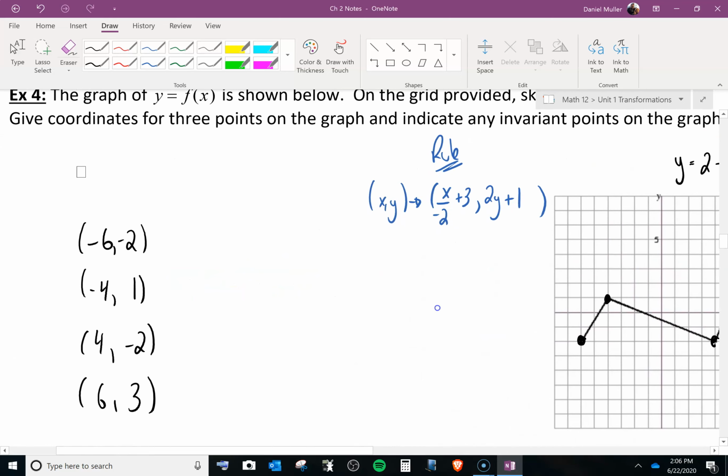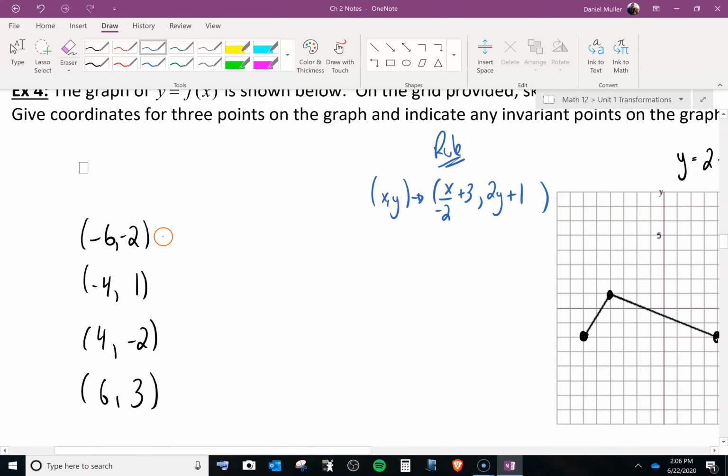And now all we need to do is put all our x's through here and put all our y's through here and come up with our new transform point. So -6 over -2 is just going to be 3. 3 plus 3 is 6. And then -4 divided by -2 is 2. 2 plus 3 is 5. Positive 4 divided by -2 is -2. -2 plus 3 is 1. And then 6 into here, 6 divided by -2 is -3. -3 plus 3 is 0. So that's all of my x's.